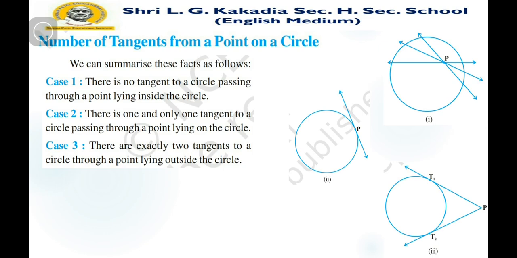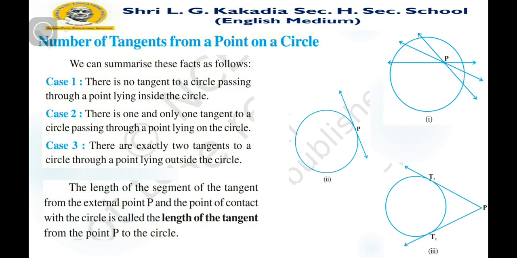Here is one thing that we note. The segment of a tangent from the external point P to the point of contact, that means PT1 and PT2, joining the point to the contact point on the circle, is called the length of the tangent. It is called the length of the tangent from the point P to the circle. So we should remember all these things.